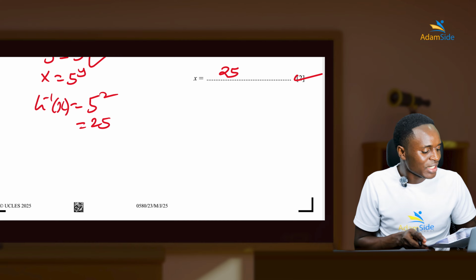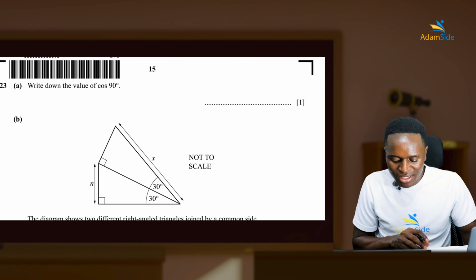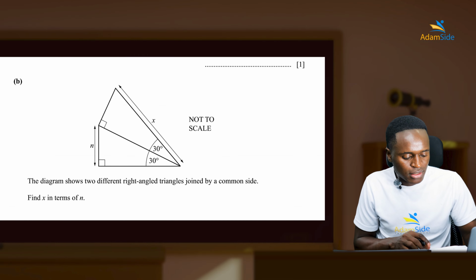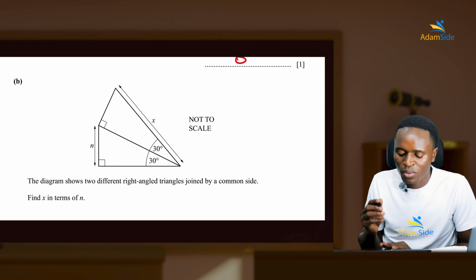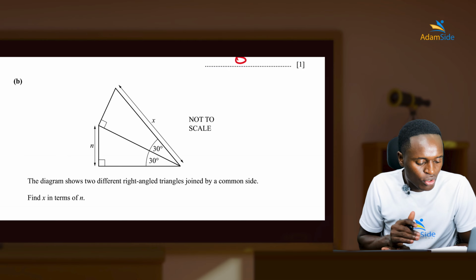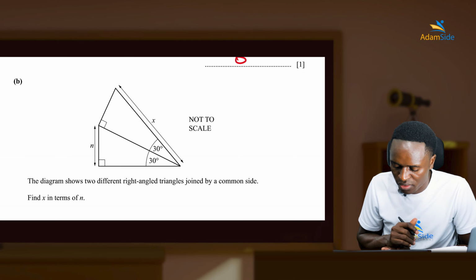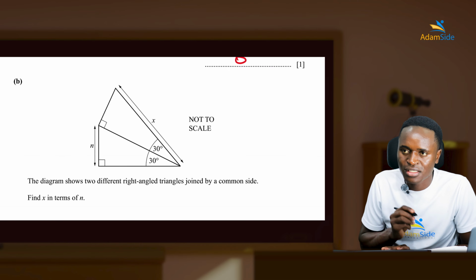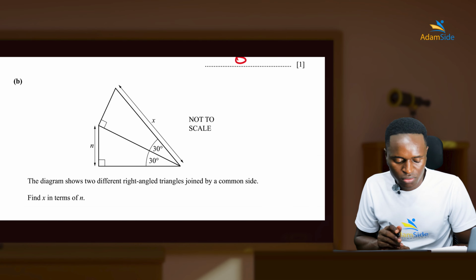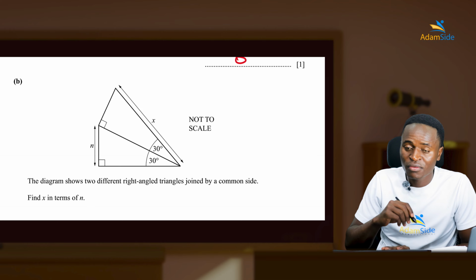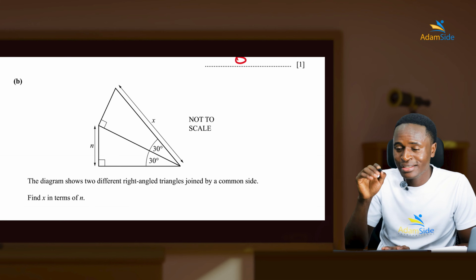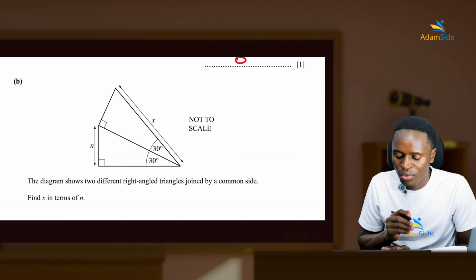Wow. We go to question 23. Write down the value of cos 90. This is simple. Cos 90 is always 0. This you need to know. Cos 90 is 0, because on the curve of a cos function, at 90 it's always at 0.